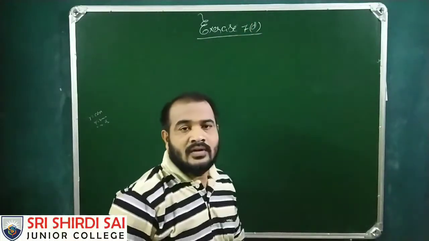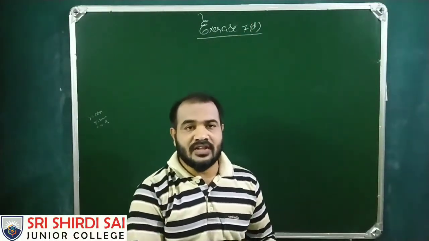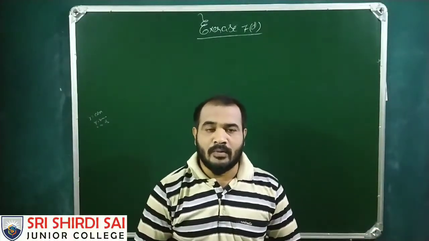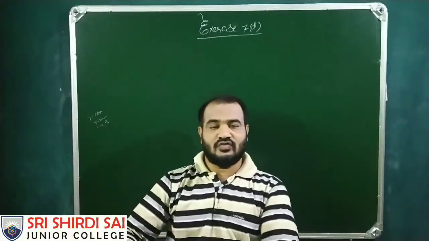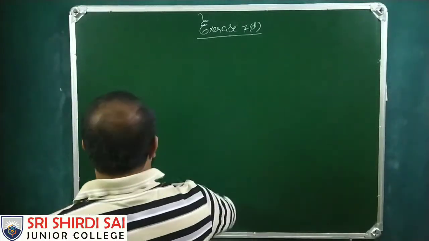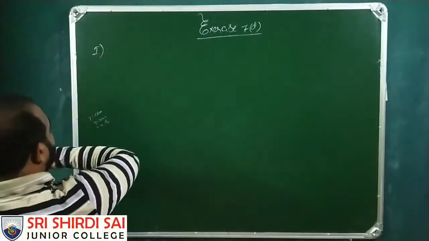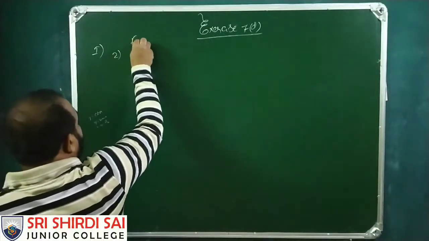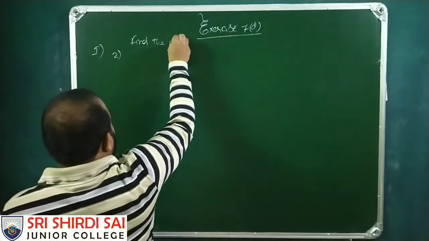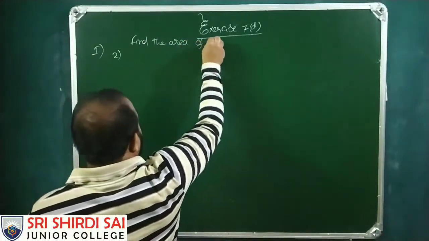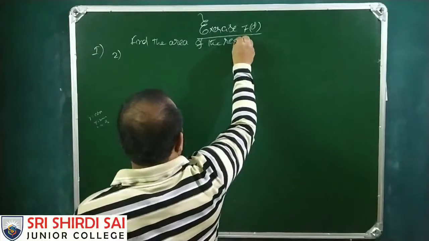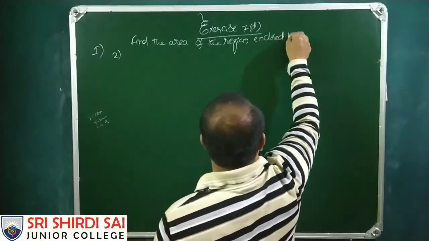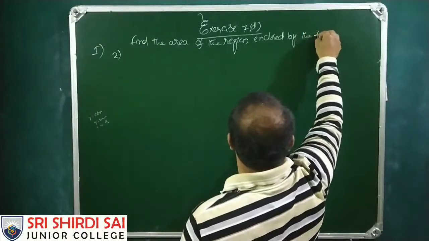So I have segregated the problems in such a way that since this is a dry topic, I have selected the problems from easy to complex way. So that is why the very first problem, first Roman, second problem, find the area of the region enclosed by the following curves.